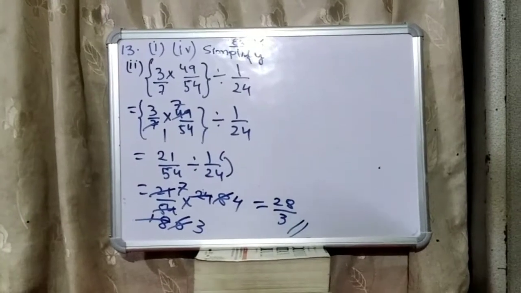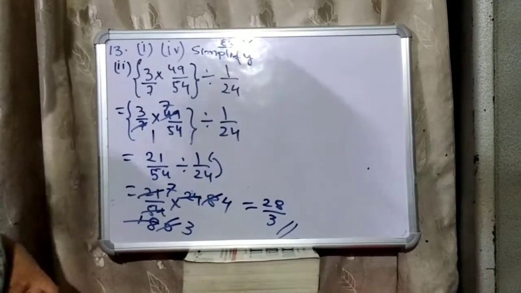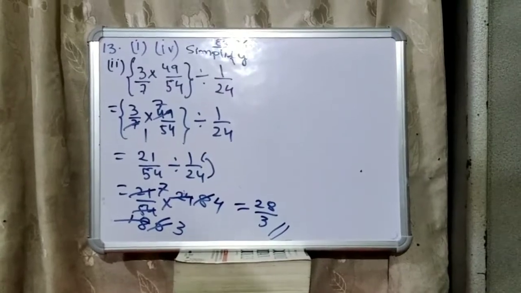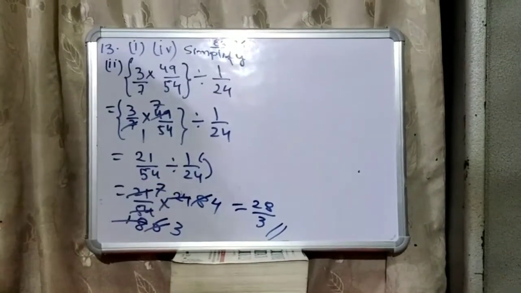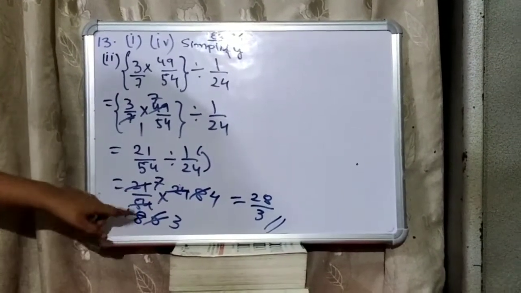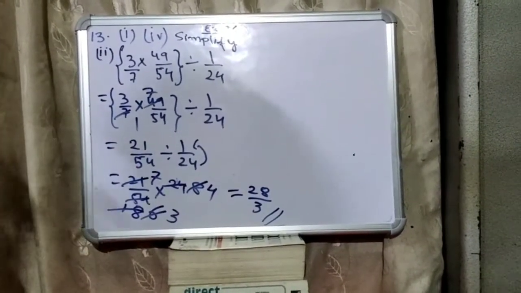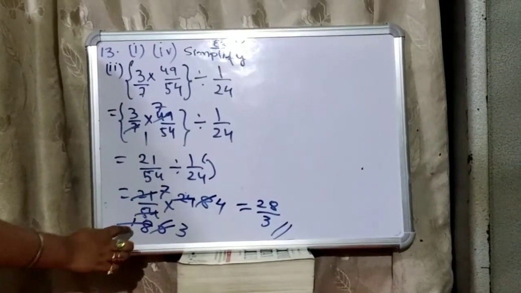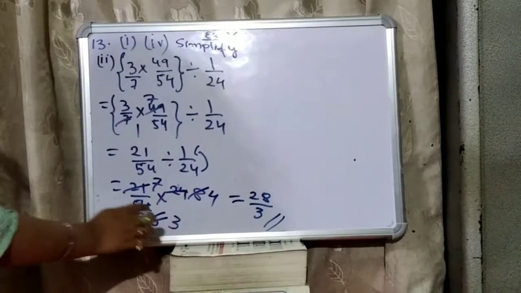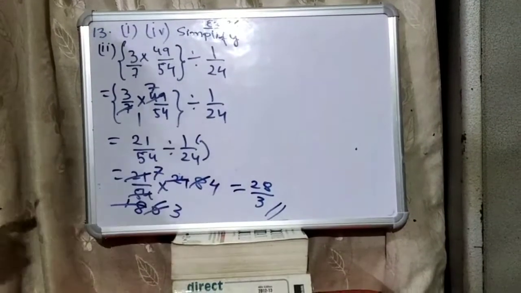Please take the screenshot. Let me be out of the frame. First I cancel by 3: I have divided 54 and 24 by 3, so 54 becomes 18 and 24 becomes 8. After that I cancel 21 and 18 by 3: 3 sevens are 21, 3 sixes are 18. After that I cancel 8 and 6 by 2: 2 fours are 8, 2 threes are 6. After that I multiply and I have written the answer.